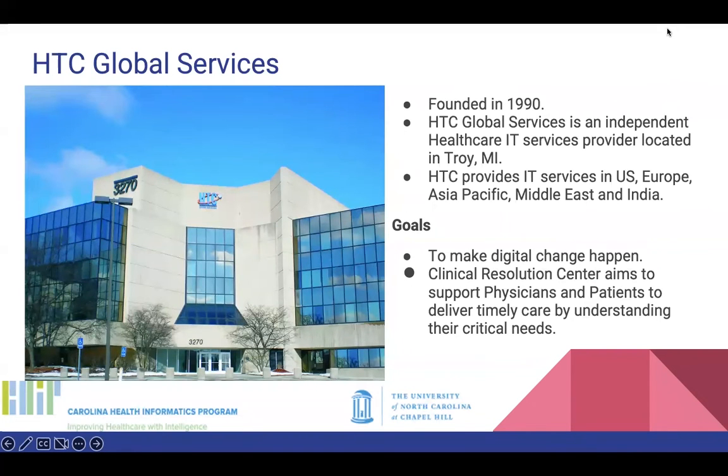It was initially founded in 1990, and it's an independent healthcare IT services company located in Troy, Michigan. It also provides similar services in other countries, in Europe, Asia, the Middle East, and India. Their main goal is to make digital change happen. The Clinical Resolution Center within HTC aims to support physicians and patients to deliver timely care by understanding the critical needs.